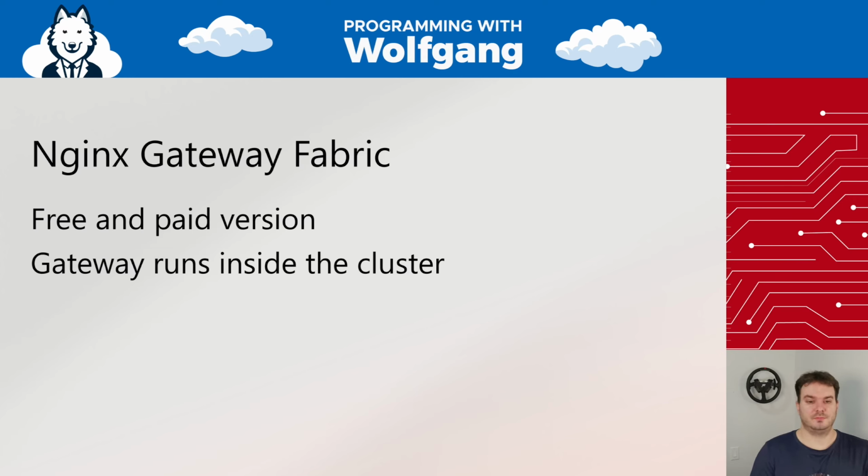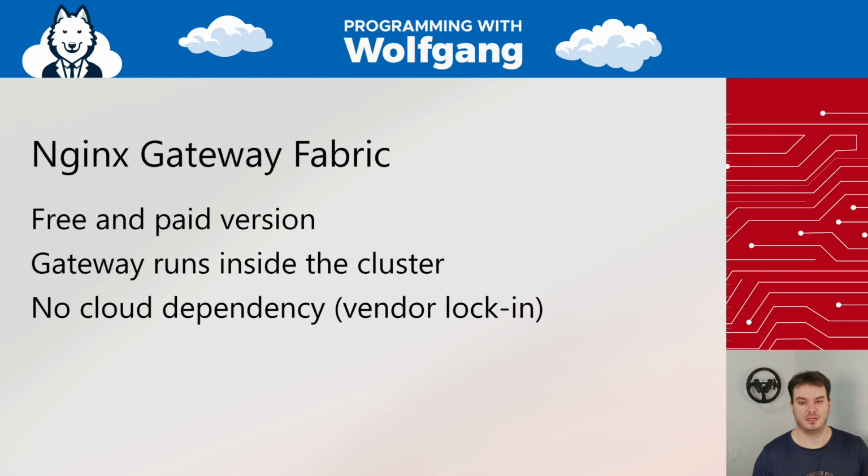Then, as I said before, the gateway runs inside the cluster. This means we don't have a vendor lock-in. It doesn't matter if the cluster is running on-premise, on Azure, AWS. We can just use it everywhere the same way because everything is in the cluster. This means we don't have any cloud dependencies. So for example, if we want to move from Azure to AWS, we can just take our cluster and move it. It will just work once you have set it up there.